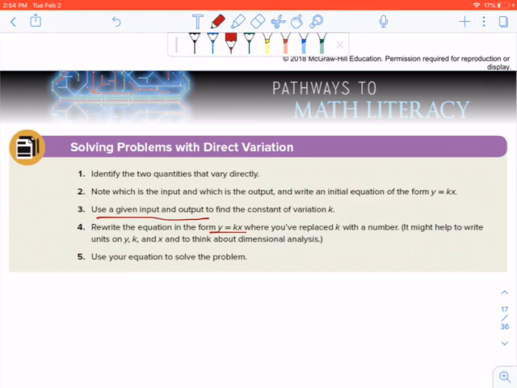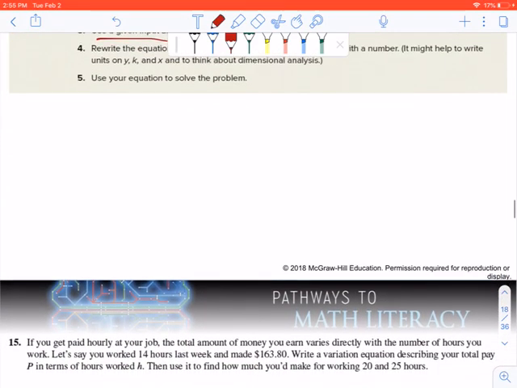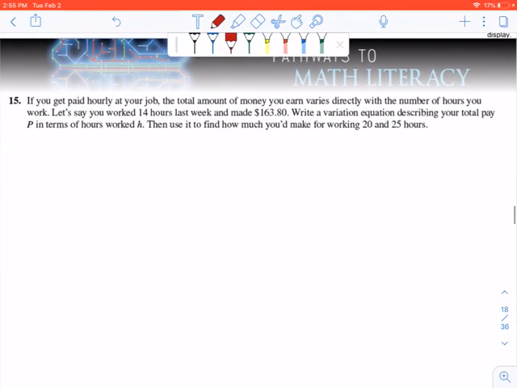It might be helpful to write units on them and think about dimensional analysis. How would you cancel units to get the unit that you want? It might help to even set up the proportion first and use that to help you find the constant of variation. All right, and then use your equation to solve the problem.